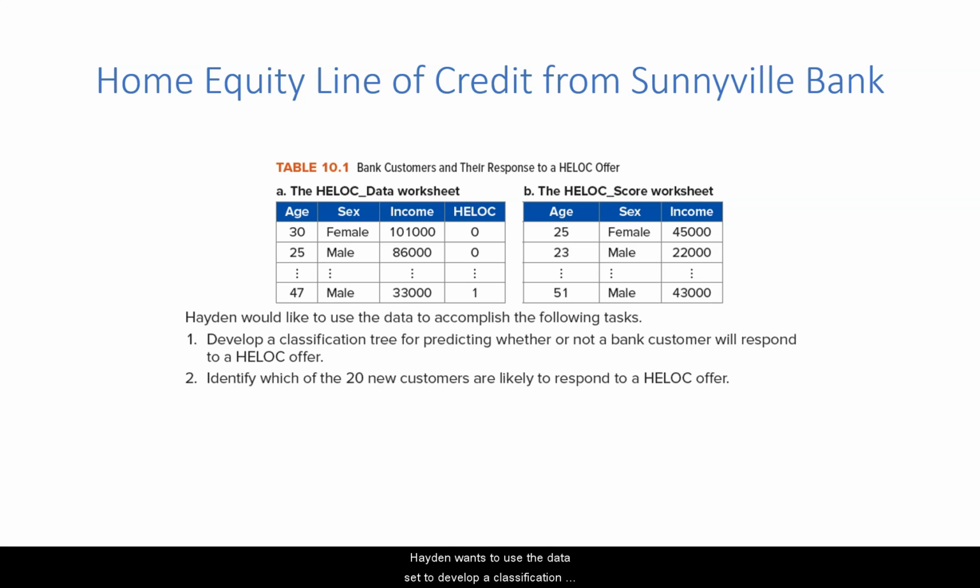Hayden wants to use the dataset to develop a classification tree to predict whether a bank customer would respond to a home equity line of credit offer, and use the tree model to score the 20 new customers in the score dataset.